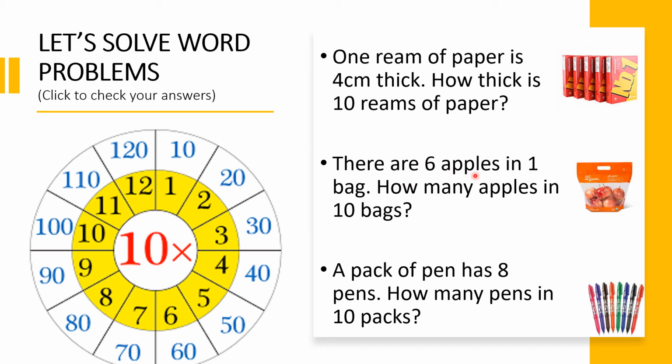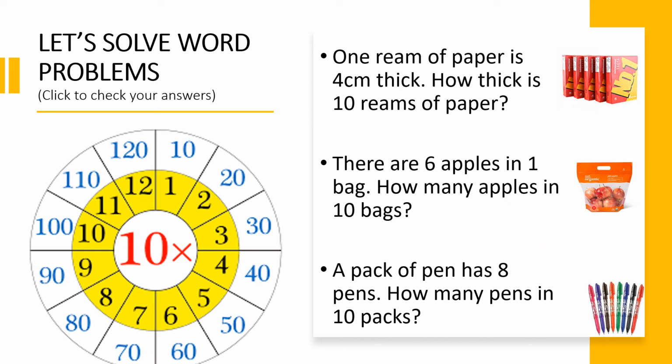It said there are 6 apples in a bag. Look at the bag containing 6 apples. How many apples are we going to have in 10 bags? So only one of this bag has 6 apples. If we had 10 of these bags, and there were 6 apples in each of them, how many apples would we have all together?